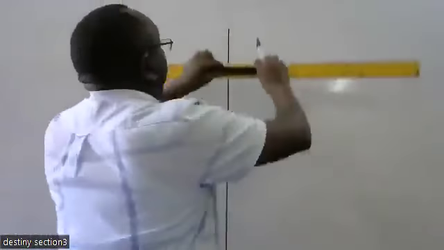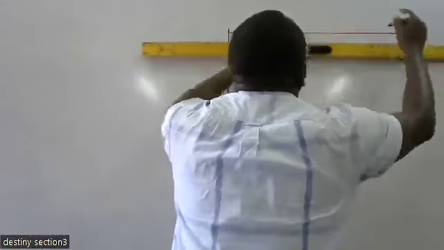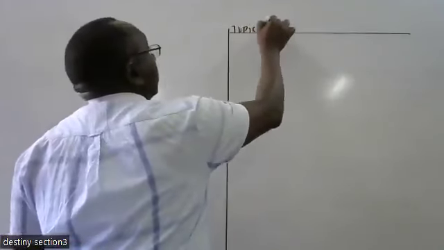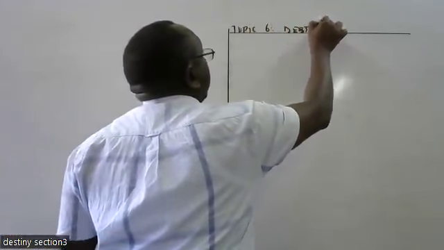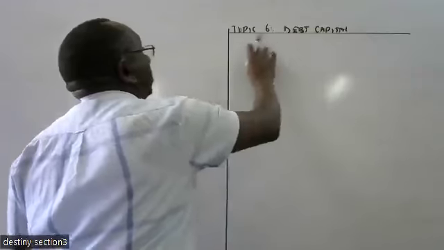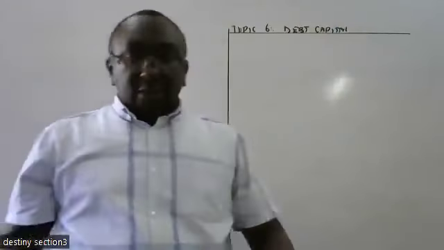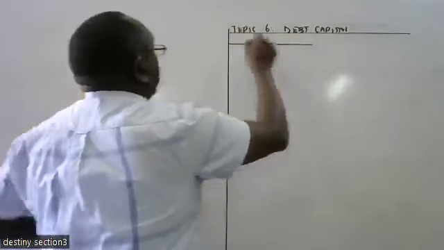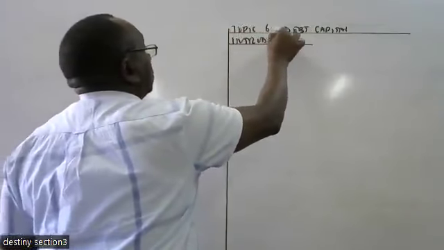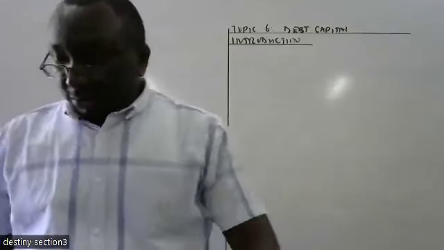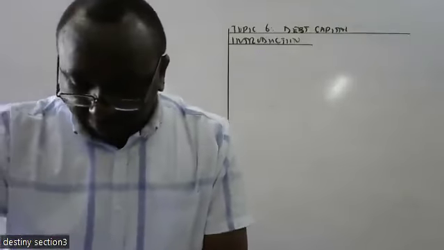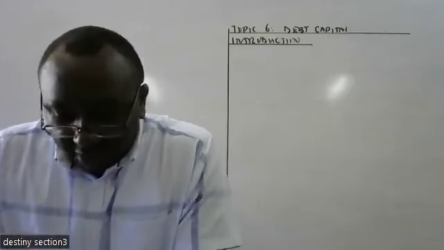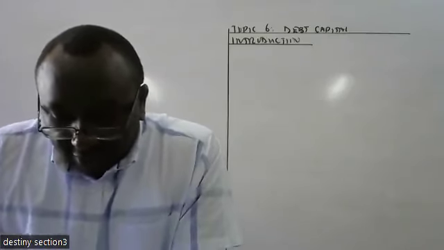So the topic is debt capital. This should be topic number 6, which is debt capital. And we are saying that the introduction is that debt capital refers to borrowed money that is at work in the business. Borrowed money that is at work in the business.